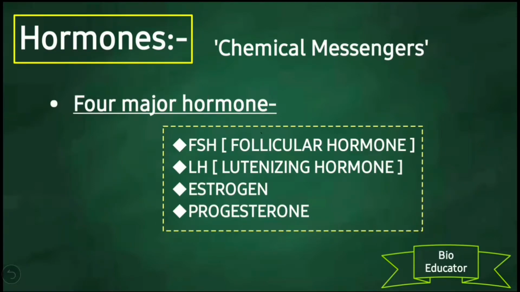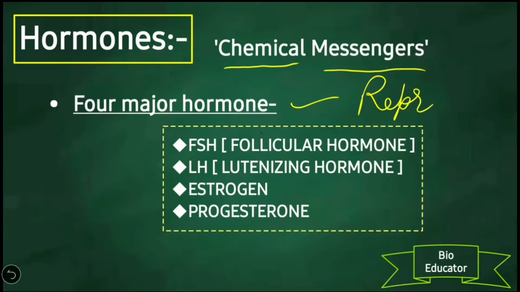First, what is a hormone? These are chemical substances which act as messengers and help to control the various functions of the other body parts. There are mainly four major hormones which control the mechanism of reproductive cycles in females. These are FSH, follicle stimulating hormone, LH, luteinizing hormone, estrogen hormone, and progesterone hormone.